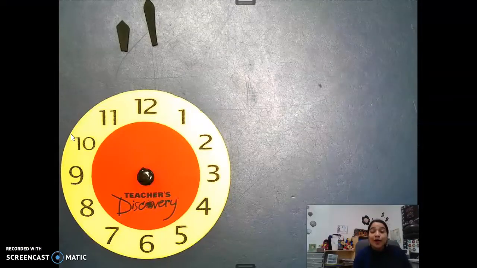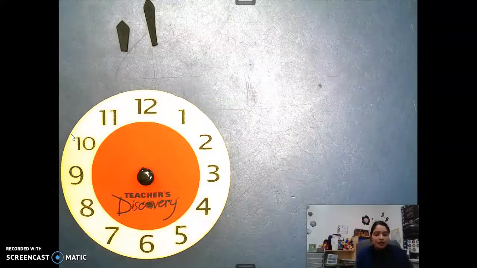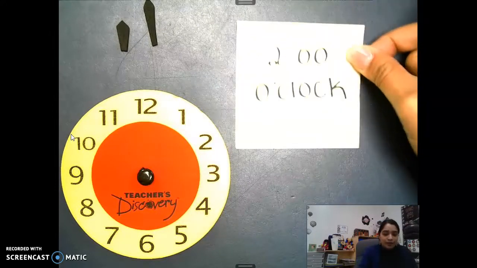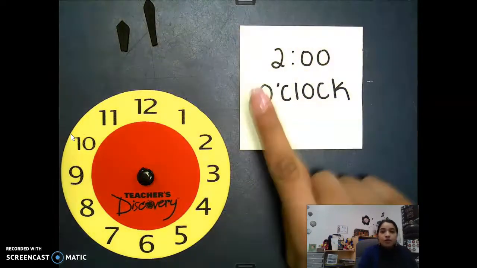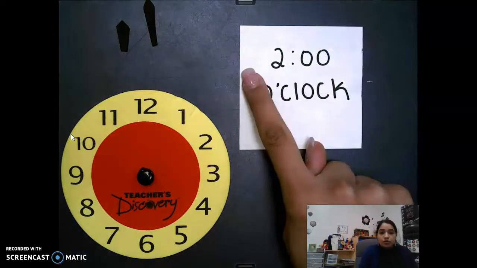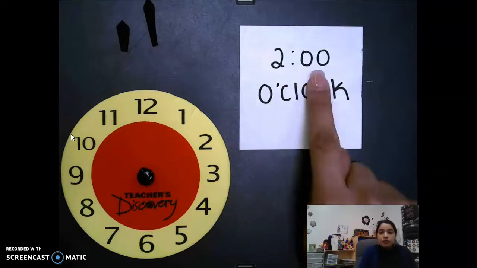Good job. So let's go ahead and practice how to write the digital form of the hour and how it looks on the clock. Let's see our first one. I'm going to put it right here. So we have 2 o'clock. And then we have 2 zeros, meaning that it's 2 o'clock.